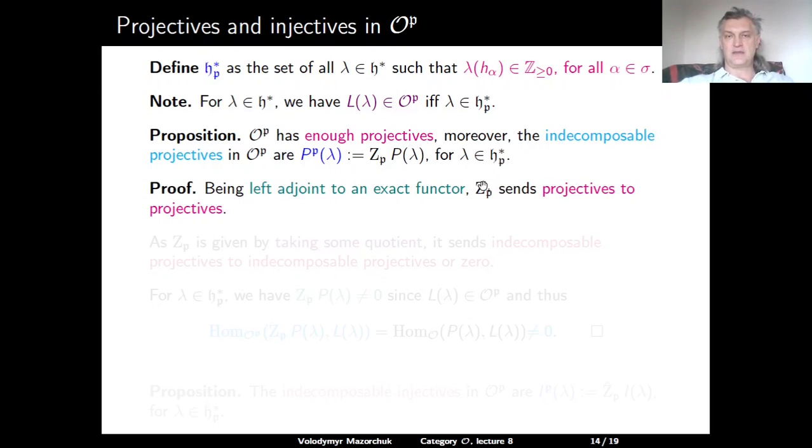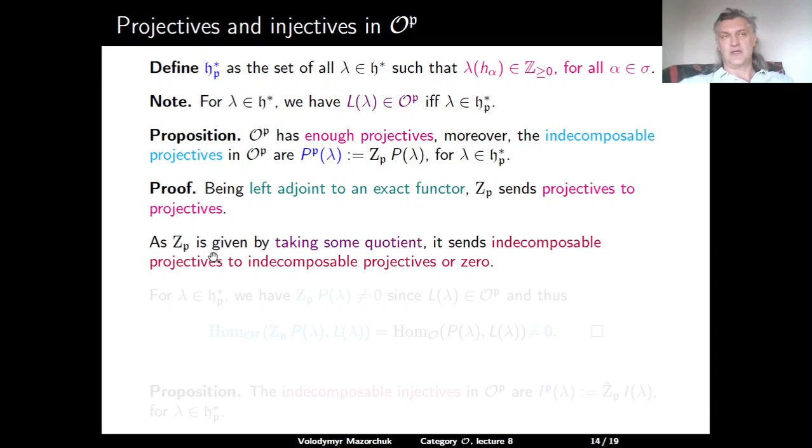So we have defined the Zuckerman functor ZP as the left adjoint of the inclusion functor IP. The inclusion functor is exact, and if you have a functor which is left adjoint to an exact functor, such a functor must send projective objects to projective objects. And since this functor is defined in terms of taking a quotient of the module, it must send modules with simple tops to modules with simple tops or zero. So in particular, it sends indecomposable projective objects to indecomposable projective objects or zero.